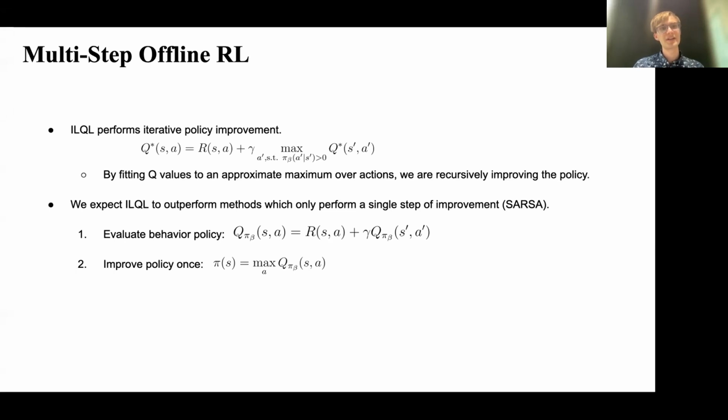Whereas more standard filtered fine tuning, decision transformer, or this other thing in RL called SARSA would amount to a single step of policy improvement, which should be strictly worse than multiple steps of policy improvement generally. So essentially you're evaluating the dataset policy, and then taking one step of improvement on the dataset policy. Our method should be better than this.